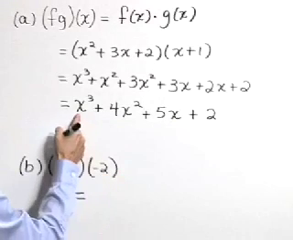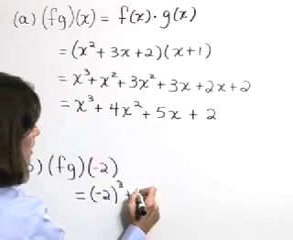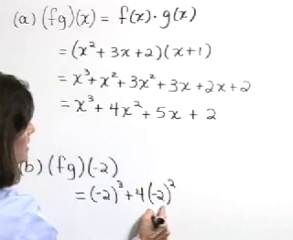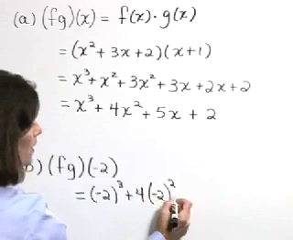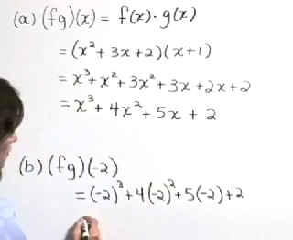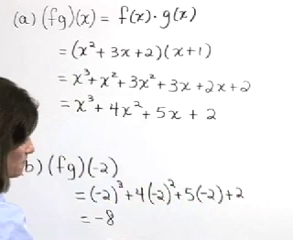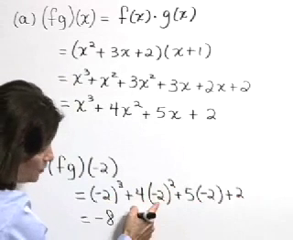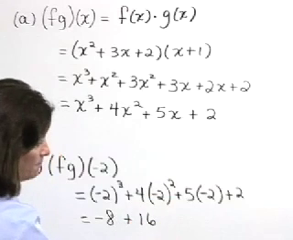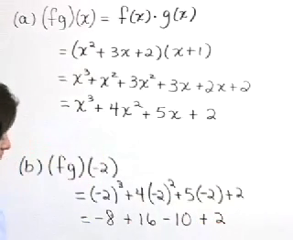Put negative 2 in for x up front to get (-2)³, plus 4 times, in place of x, negative 2. So that's a 4 times (-2)², plus a 5 times negative 2 plus 2. And let's evaluate. (-2)³ is negative 8. With our second term, (-2)² is 4, times 4 is a positive 16. Next, we'll have a minus 10 and then a plus 2.